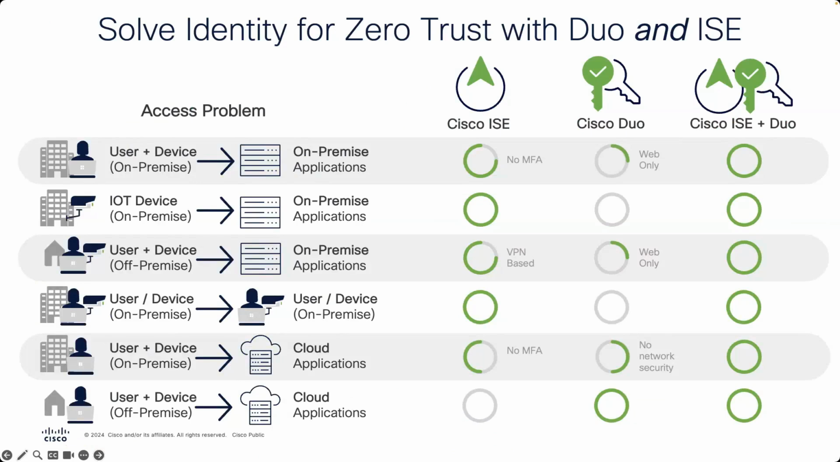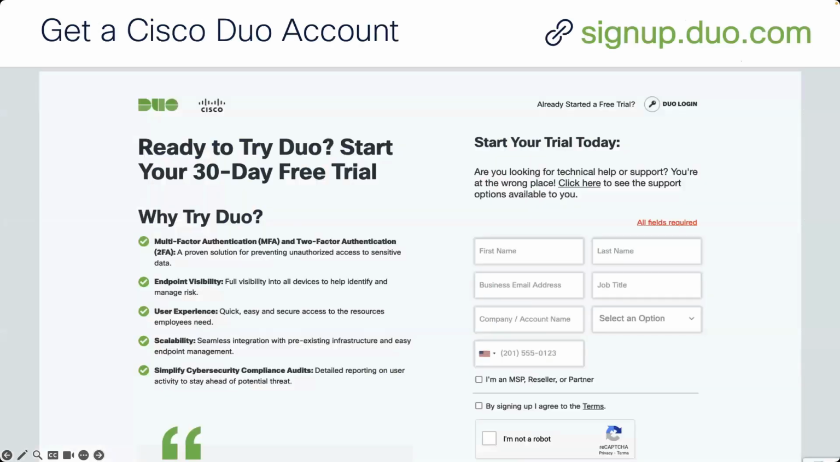If you think you can just do MFA with something like Duo, no, it's not going to work. You're still going to have gaps. So you want to make sure you have ISE as well. The same thing if you have ISE, hopefully with all the things I'm telling you today, you realize you really want MFA. You're going to do that as well. So very complementary is the point.